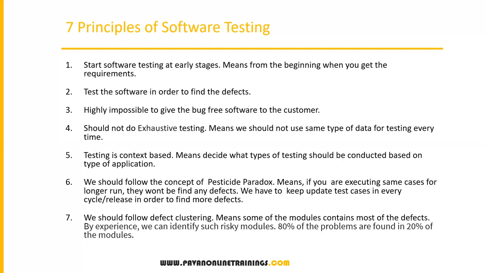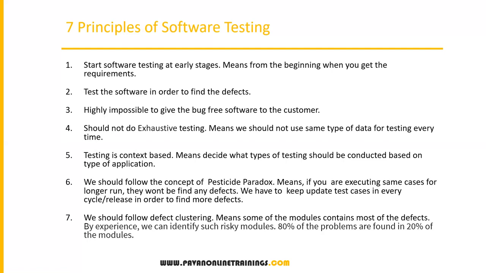So what does defect clustering mean? Suppose you have so many modules in your application, and there are a few modules that have more defects. Based upon your experience, you can check it. Suppose you are already working on some projects and you think so-and-so modules have more defects, and you always focus more on those risky modules. First priority will go to those risky modules.